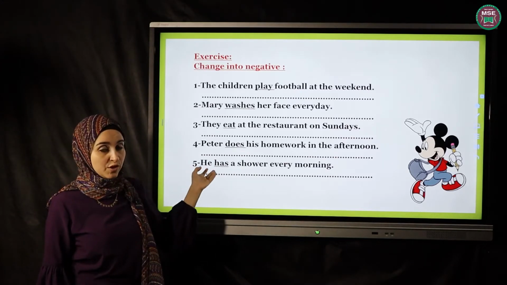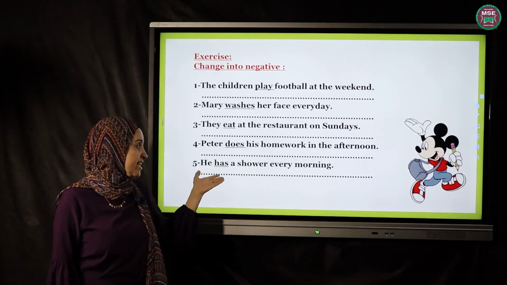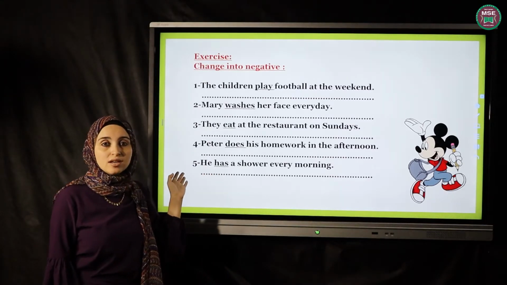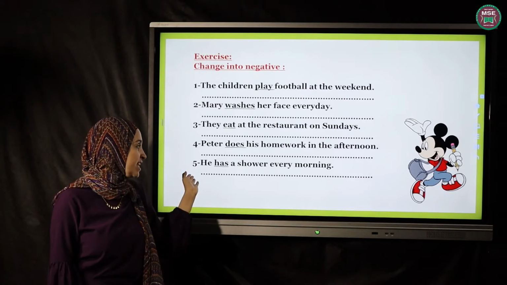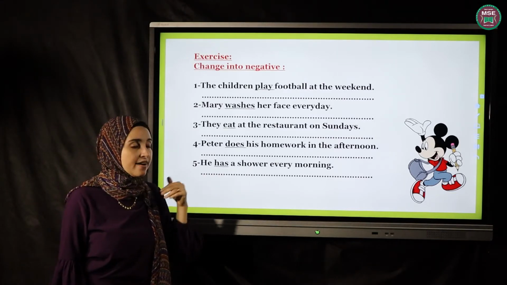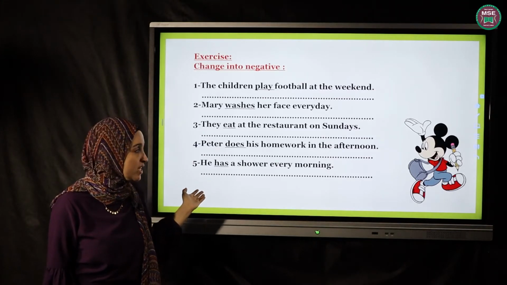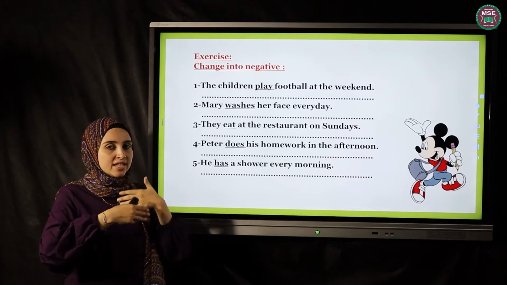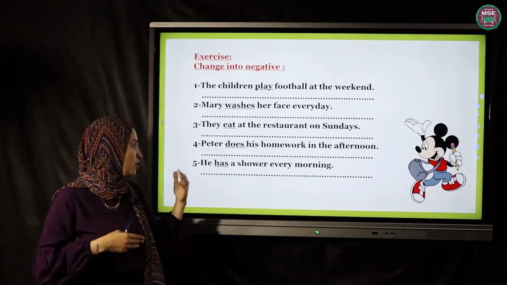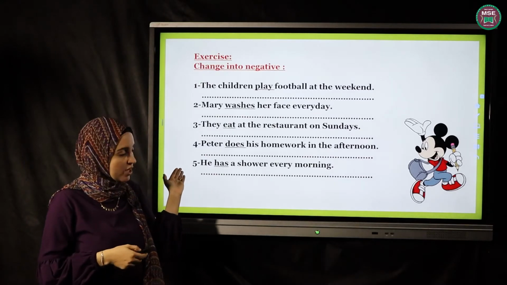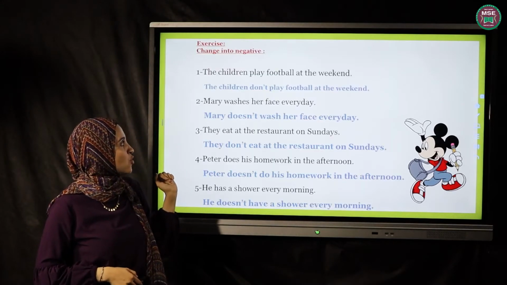Number 5, it's very important. He has a shower every morning. Excellent. He doesn't have a shower every morning. What did I do here? I changed has to its main verb. It became he doesn't have a shower every morning.